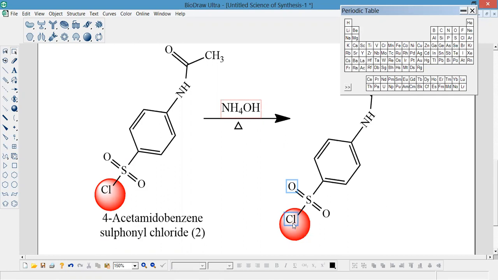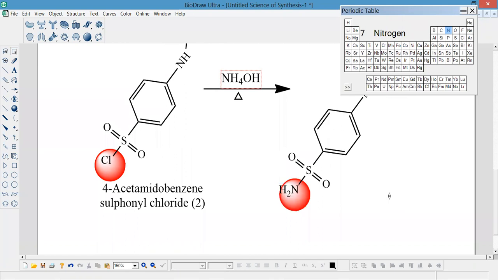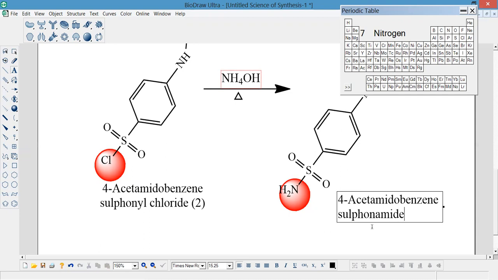Okay. Now what happened? This chlorine group is converted to NH2 like this, and forms 4-acetamidobenzene sulfonamide. Okay, addition of this sulfur.